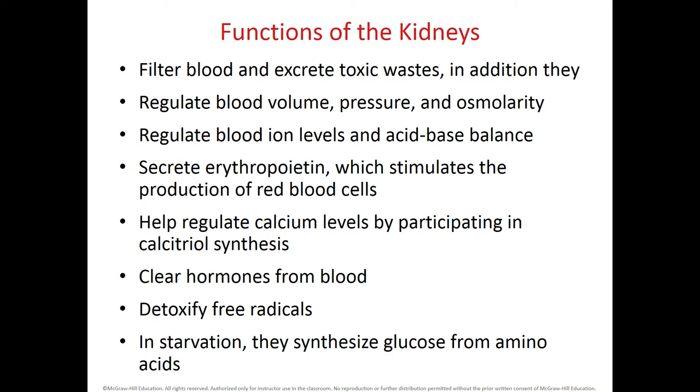This erythropoietin, remember from the first chapter, will go and bind to the stem cells in the bone marrow, and allow them to produce red blood cells. The kidneys also help to regulate calcium levels by participating in the synthesis of calcitriol, help to clear hormones from our blood, detoxify free radicals, and if someone is starving, the kidneys have a way to produce glucose out of amino acids, so they are capable of gluconeogenesis.